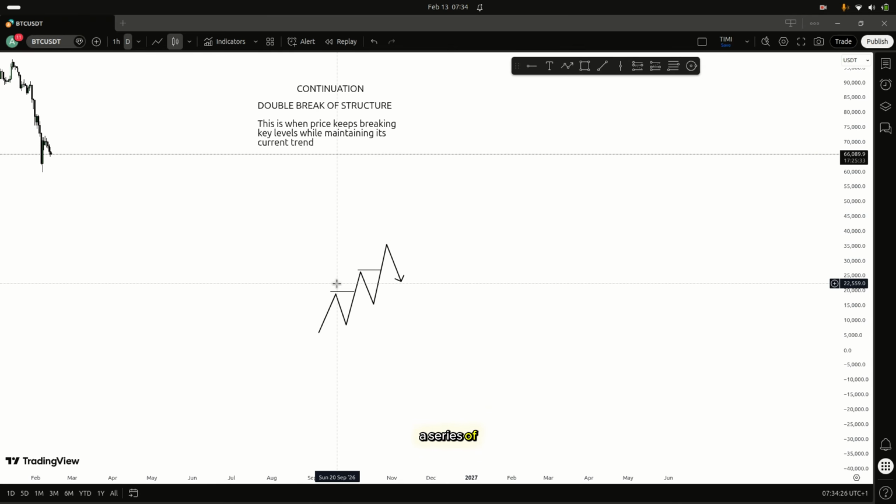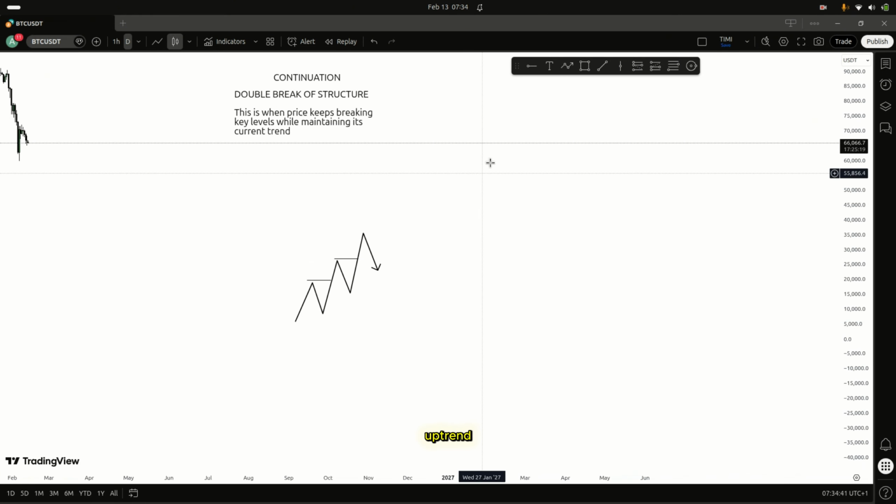Price is giving us a series of higher highs, higher lows, higher highs, higher lows. Immediately price took out the previous high, retraces, took out another high. These highs are key levels. This is a case of an uptrend.